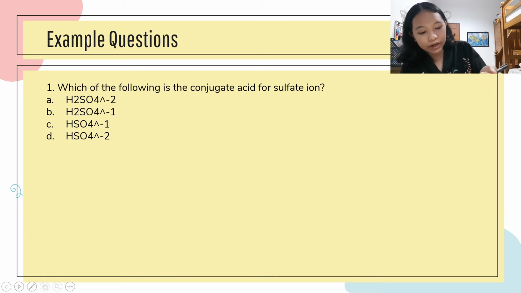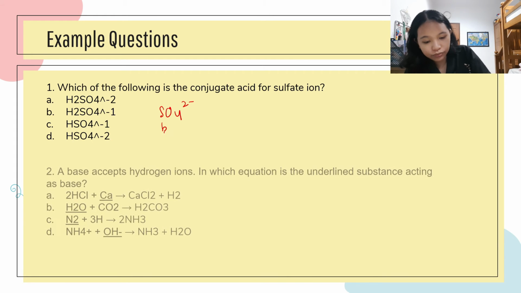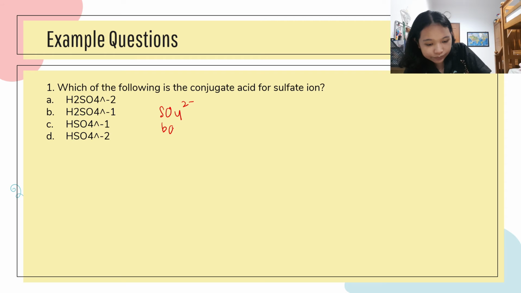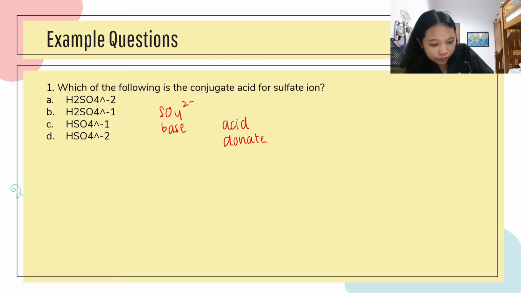Let's write down sulfate ion first. So sulfate ion is SO4 2-, and then conjugate acid. So that means this is the base. Oops, sorry. This is the base. And we need to find the acid. So we know that the acid is the one that donates a proton, and the base is the one accepting a proton.